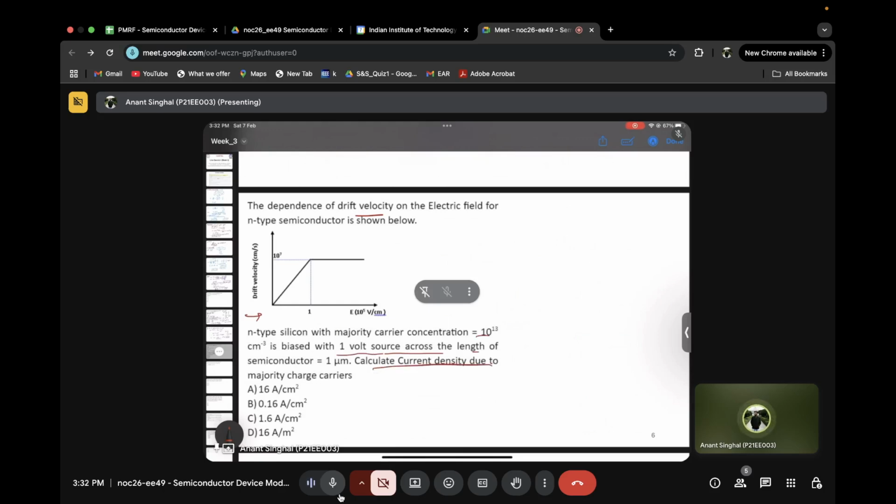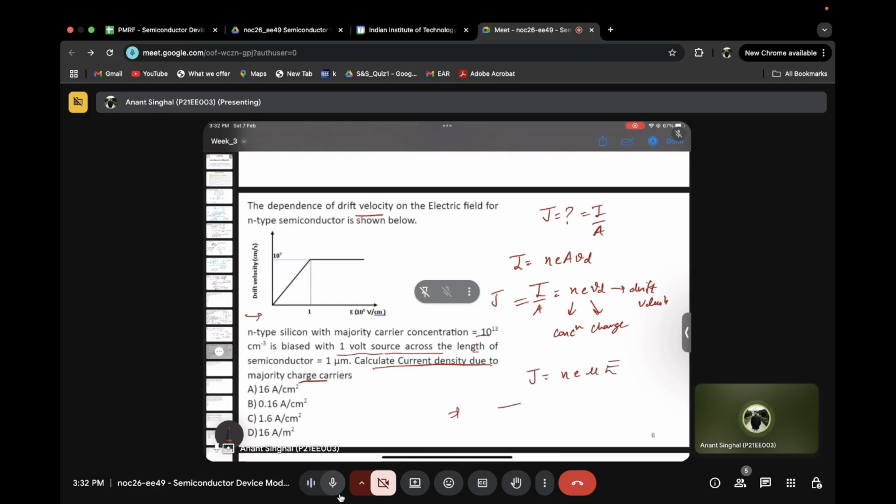We need to calculate the current density. So has anybody any idea what is current density? Yeah, it is I by A, that is correct. It all comes from the current formula, which is N E A VD. And here I by A is the current density, which comes out to be N E VD, where N is the concentration, E is the charge, VD is the drift velocity. And we just established what VD is. VD is mu E. So it would be N E mu E.